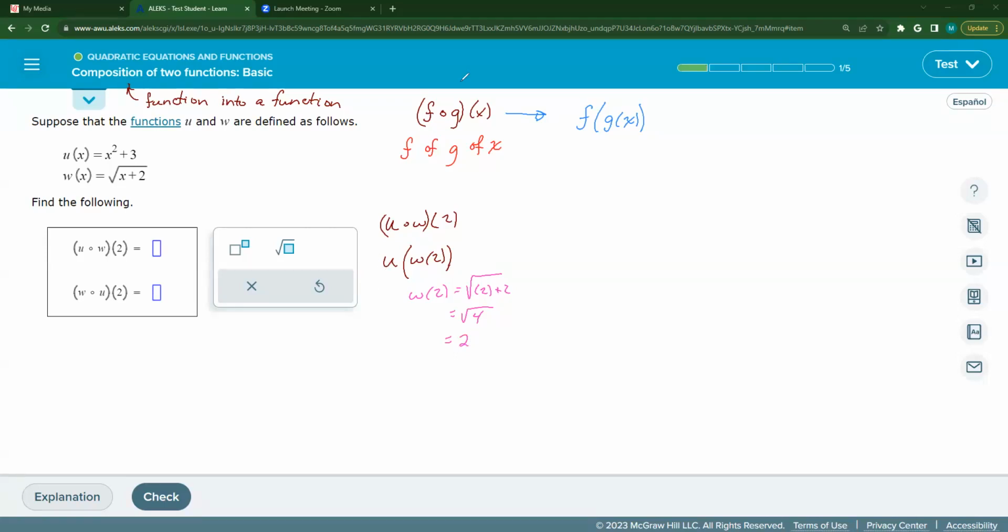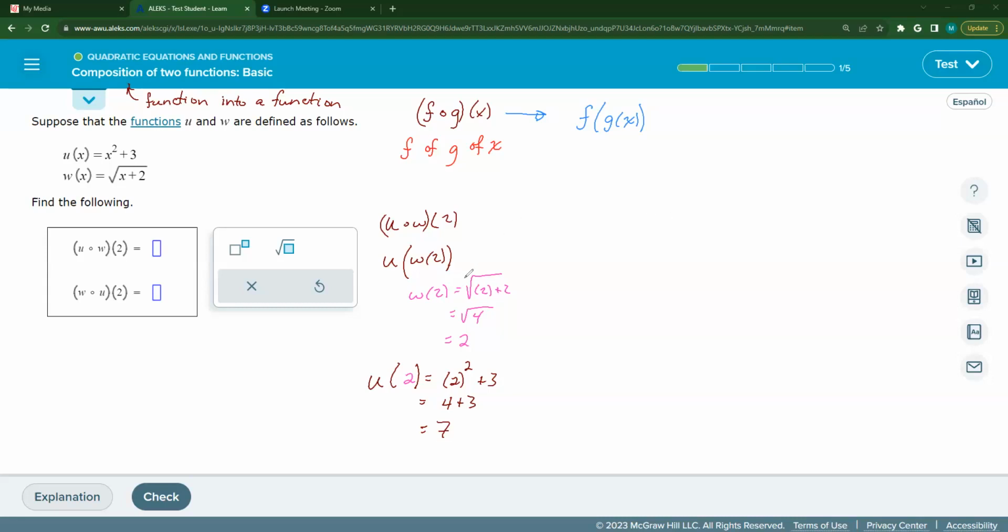So this then becomes U. Instead of W of 2, I know W of 2 equals 2, so I'm replacing it with a 2. And then I'm going to the U equation this time, and the U equation tells me to take my X, which is 2. I'm going to square it, and then add 3. 2 squared is 4, plus 3. This is 7. It's a positive 7 this time, so I'm not going to have a sign problem.